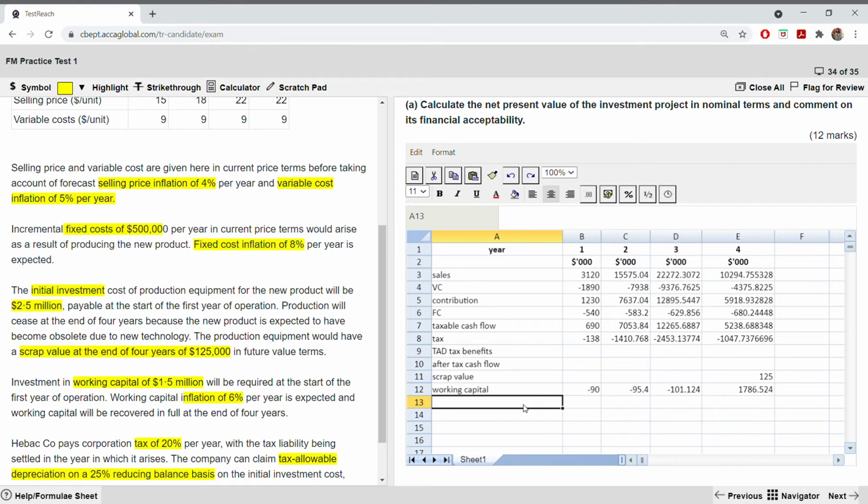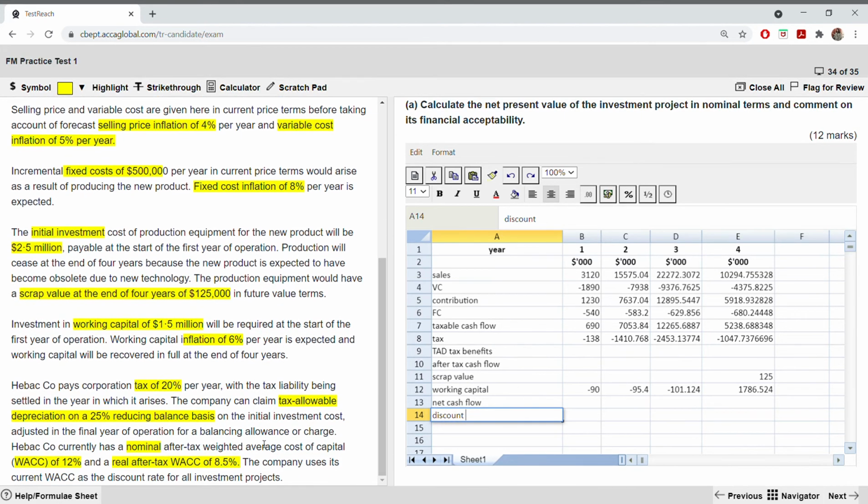Net after working capital comes net cash flow. After net cash flow comes discount. At what discount rate are we discounting? Are we using 8.5% or 12%? It is simple, we are using 12% because they told us nominal terms, investment in nominal terms. For nominal terms, we have to use nominal cost of capital. In short, if we have inflated our cash flows, we have to use nominal cost of capital.